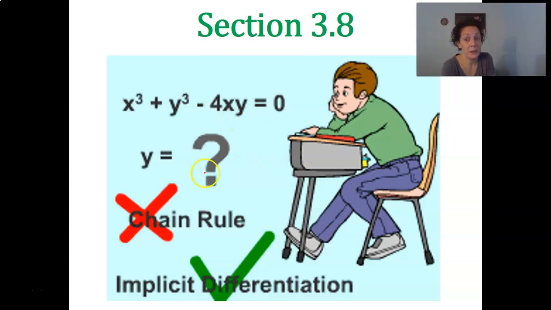But I'll tell you one thing he knows. He's not going to use the chain rule. Okay. So you might want to take a look at this function. This is the kind of function we're going to be talking about in this section. And notice that it doesn't look like the other functions we've been looking at, does it?